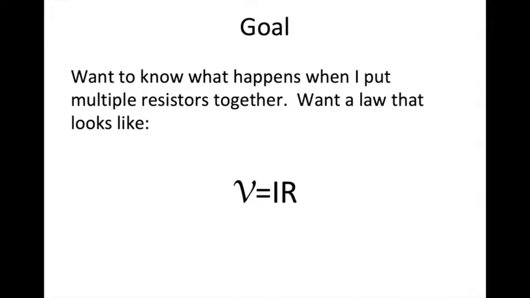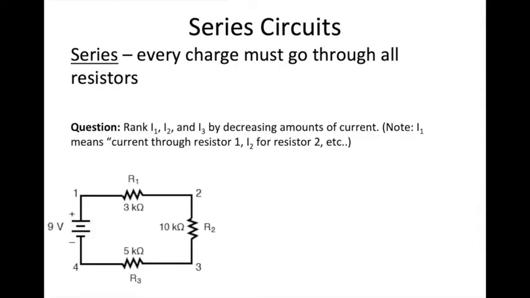So the goal is I want to be able to put multiple resistors together in a circuit, and I want to know what that does to the resistance. What I would really like would be a law that looks like Ohm's law, V equals IR. The problem is V equals IR only works for a single resistor, so we're going to try some math, see if we can get a solution here.